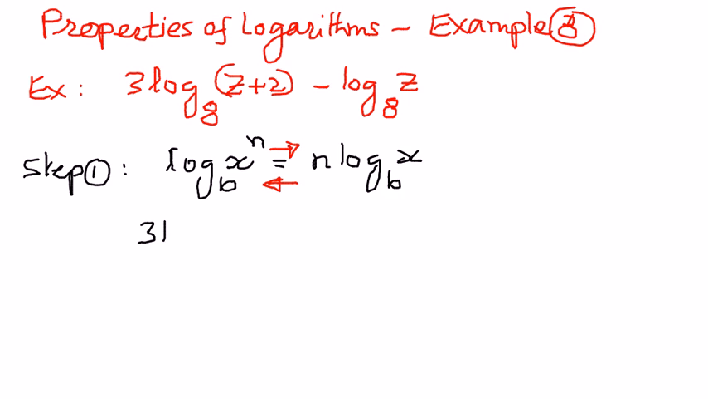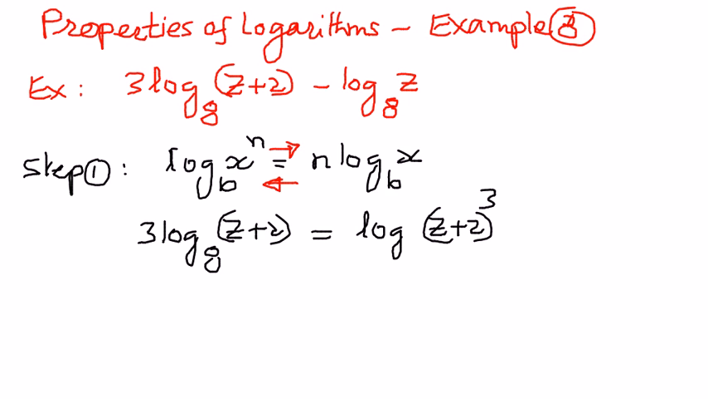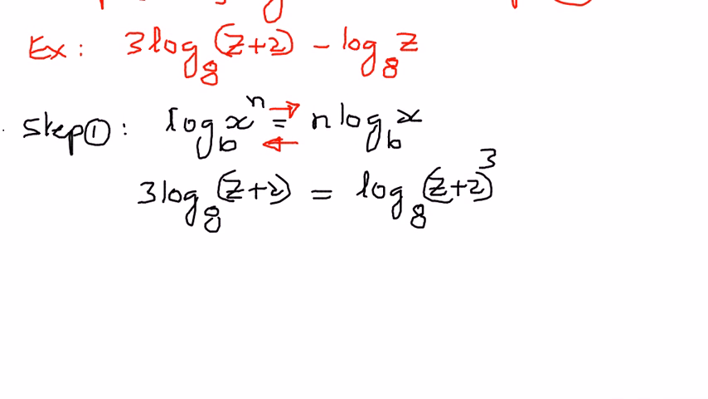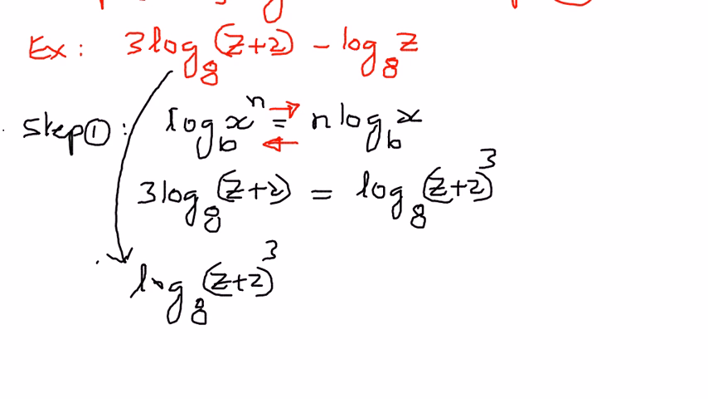We'll take this expression, 3 log(z + 2) to the base 8. We can write this one as log (z + 2) to the power of 3 to the base 8. That's the way we can write it out. And the second part of the expression, we will leave it in that manner. So therefore, we'll come back and then put all of these together and write this one as follows. So this part here we can write as log (z + 2) to the power of 3 to the base 8 minus log z to the base 8.